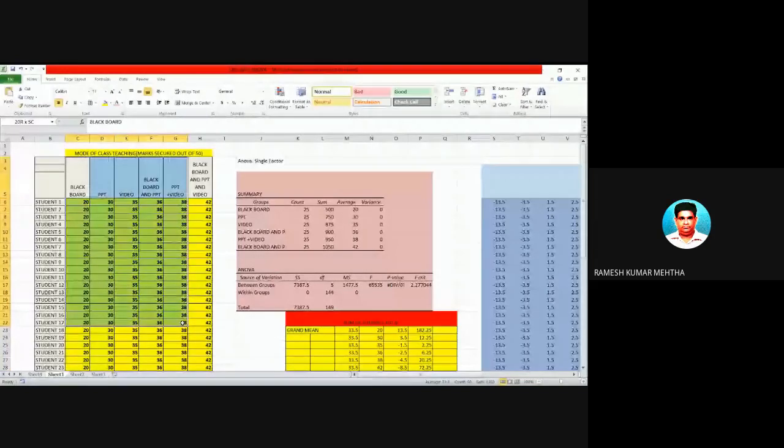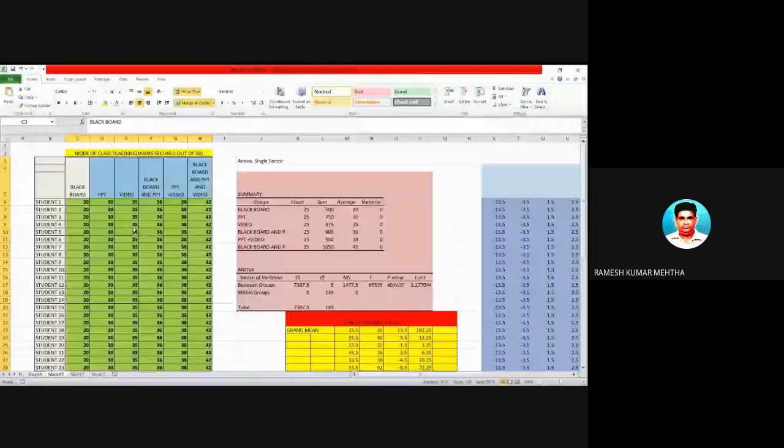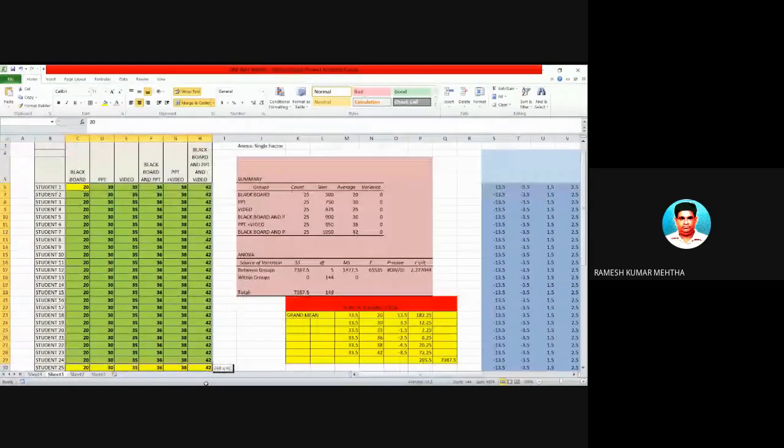We use ANOVA when there are more than two groups, to find out whether there is variance in the marks before, after, or across different methods of classroom teaching. So ANOVA is used. Now we have to conduct a test called the ANOVA test on this particular data.